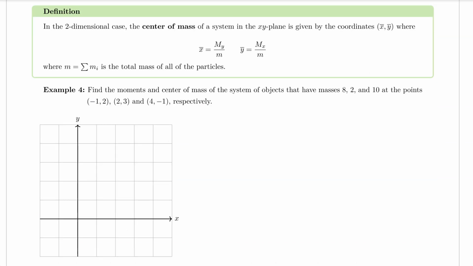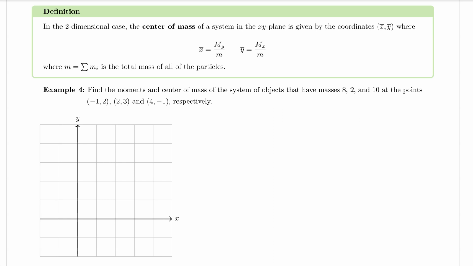In the 2-dimensional case, the center of mass of a system in the xy plane is given by the coordinates x bar, y bar, where x bar is equal to capital M sub y over lowercase m, and y bar is equal to capital M sub x over lowercase m, where lowercase m is the sum of all the individual masses to get the total mass of all of the particles, and the capital M's are the moments.